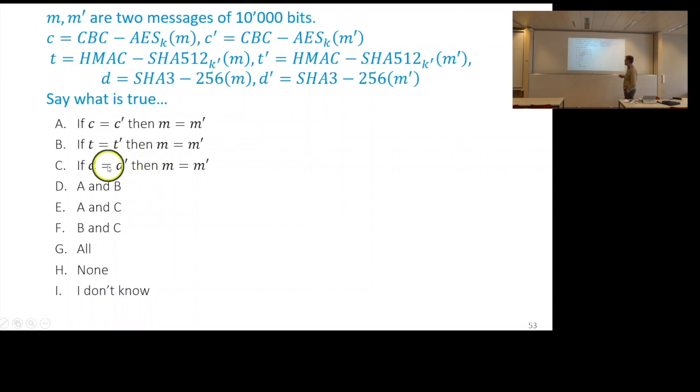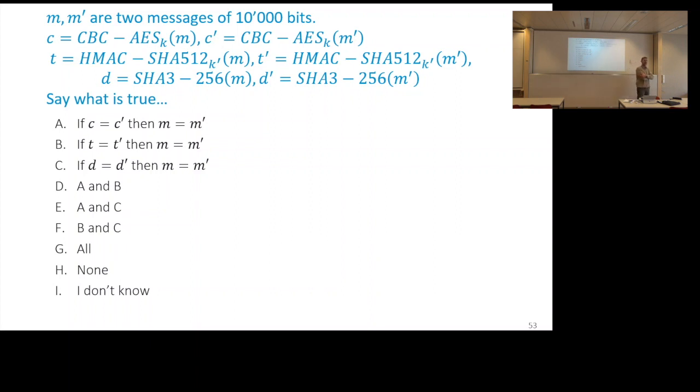D is a hash, so the same applies except there's no key. The hash reduces the size of the message. So two hashes may collide, but of course it's very hard to forge a collision. So the correct answer is A, which was chosen by no one.